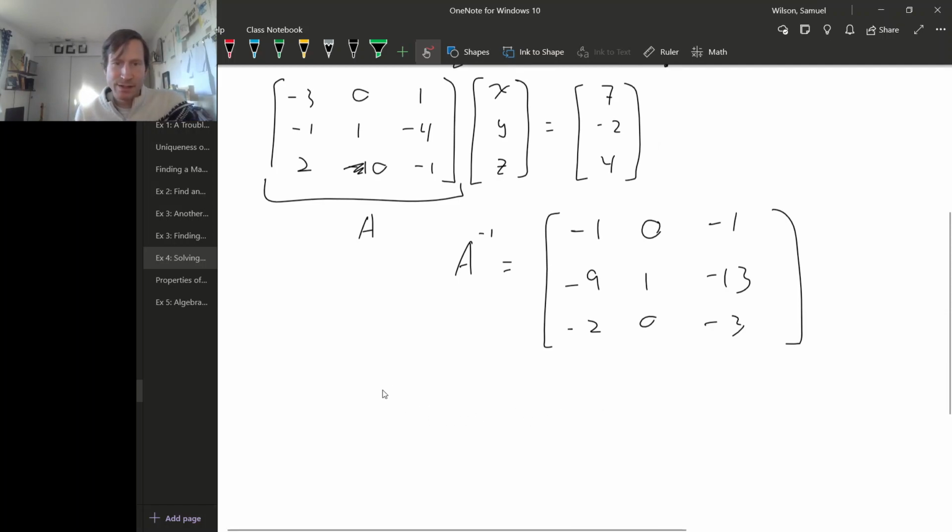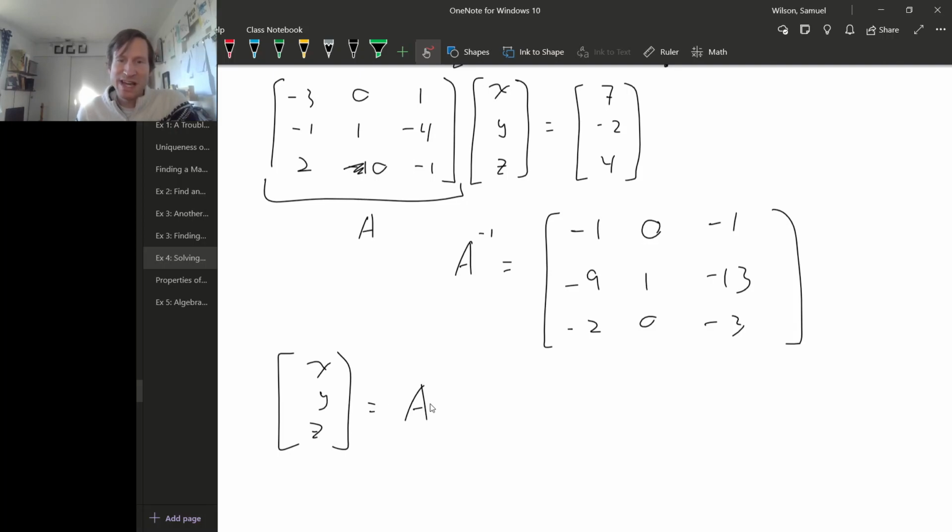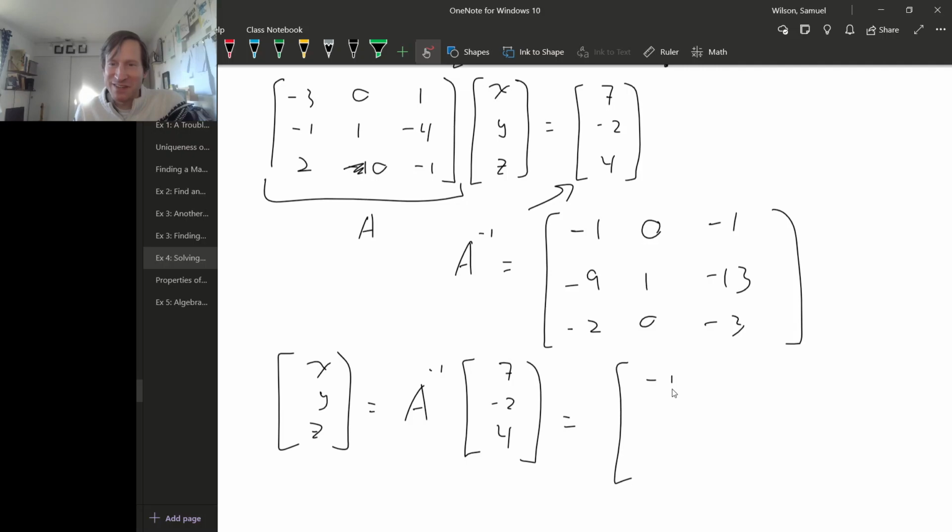Now to compute our vector of variables, we just need to compute A inverse times the vector of the right-hand side, 7, -2, 4. Okay, so now we can just do this matrix product. So -7 plus 4... -7 minus 4 is -11. And then for the second row, oh boy, we got some big numbers here.